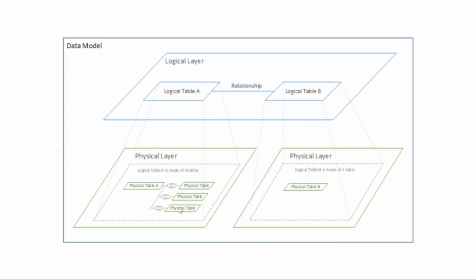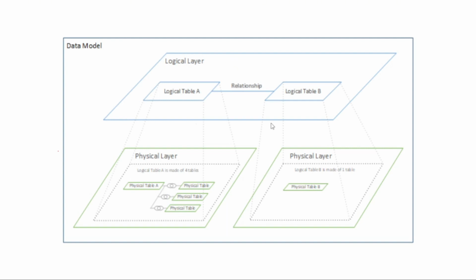So what is physical layer? Physical layer contains the physical tables. Physical tables are the actual database tables present in the source data. So we bring in those tables, we join them together, we merge the data of those tables, and the result of the physical layer is passed to the logical layer.